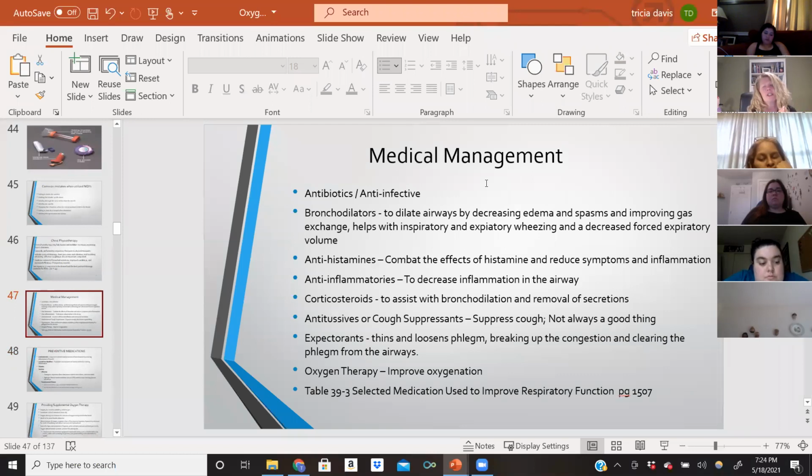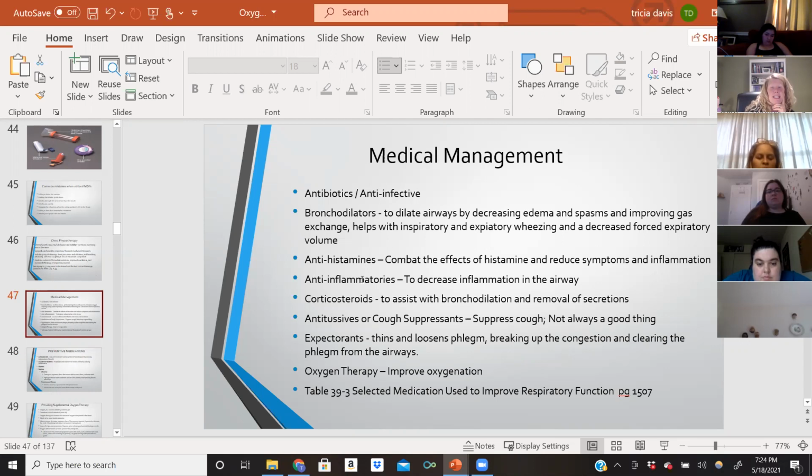If patients have some type of an infection, which is causing their breathing problem, pneumonia, COVID, we can give anti-infectives, antibiotics. We can give bronchodilators. They're going to help dilate the airways, and they're going to help decrease that edema and the spasms in their airways. And then if we dilate everything, it's going to improve that good gas exchange. It's going to help with inspiratory and expiratory wheezing. And it's going to decrease the forced expiratory volume. We're going to talk about what all those terminologies are in a couple slides.